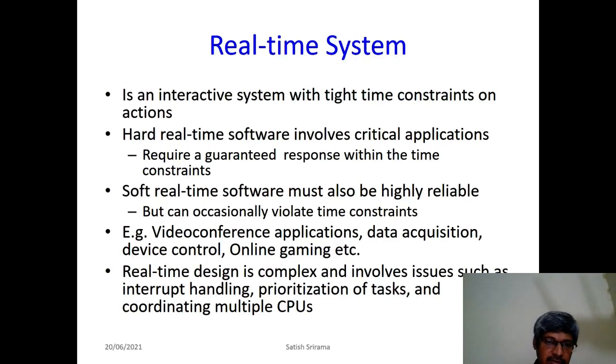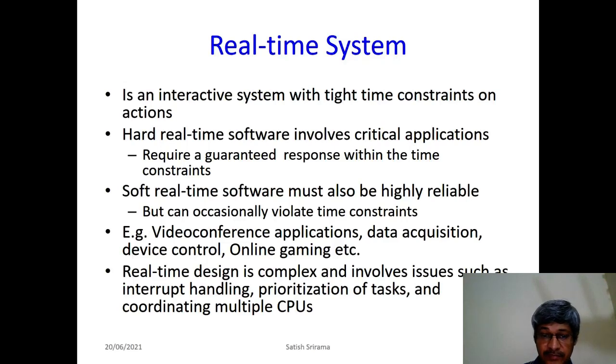There are hard real-time software. These involve critical applications and require a guaranteed response within the time constraint, like I have given you. But there can also be soft real-time systems, which should also be highly reliable but can occasionally violate time constraints. Let's take the same video conference application. Occasionally, if I miss a frame, it will not be a serious issue.